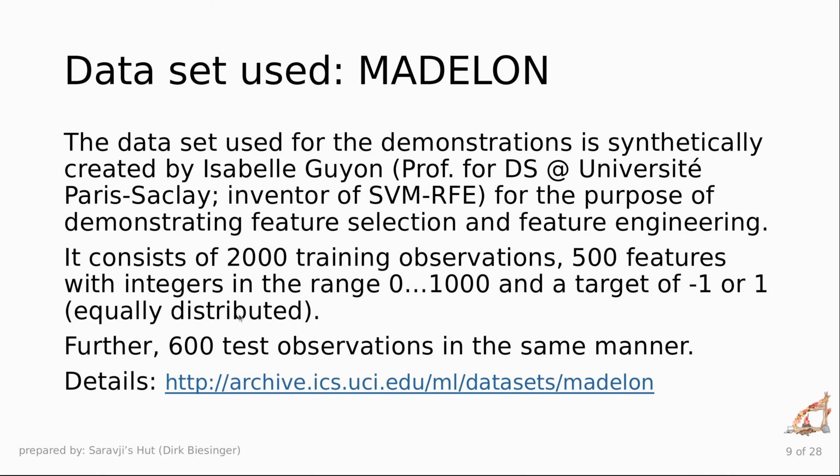Additionally, there are 600 test observations that are done in exactly the same manner that can be used for evaluating the performance of the algorithm. So the dataset actually comes already separated into these two datasets. Again, the details are linked here. And with this, I'm concluding the overview.